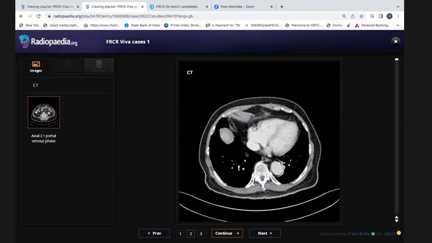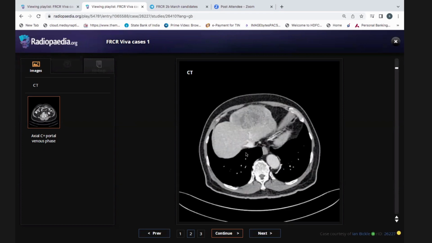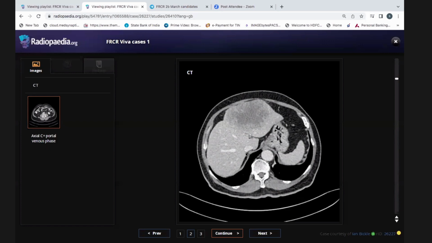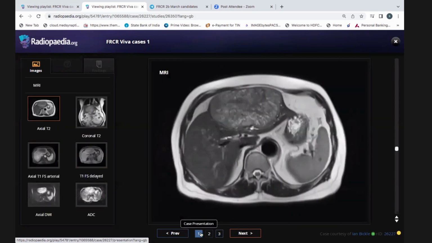In my routine practice, for a focal hepatic lesion seen in the venous phase, I check arterial and late phase as well for characterization of the lesion. But maybe the differential is adenoma, focal nodular hyperplasia, metastasis, or maybe fibrolamellar HCC. Okay, so MRI was performed to further characterize this lesion.